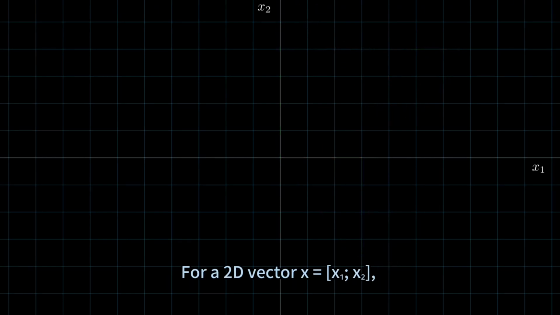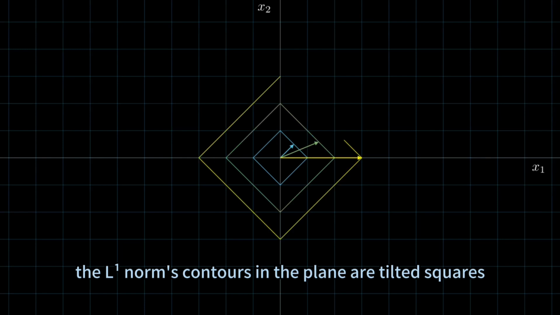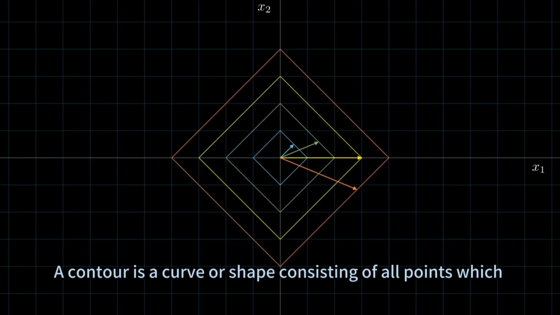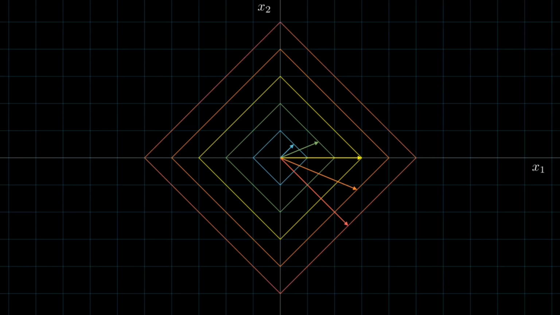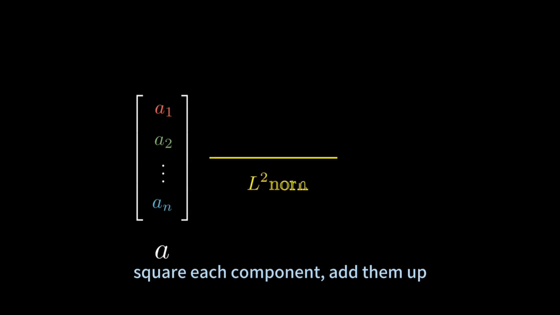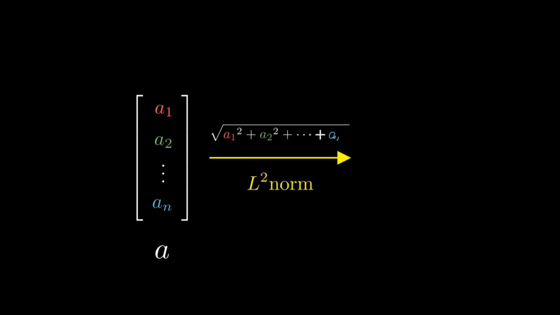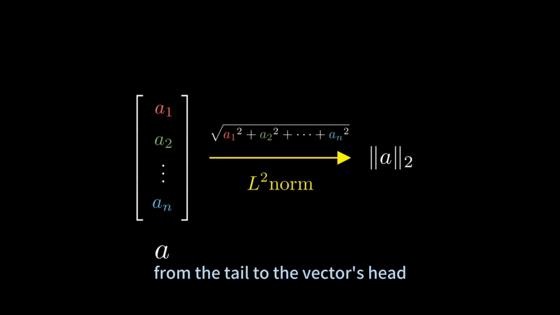So for a 2D vector x, the L1 norm's contours in the plane are tilted squares. A contour is a curve or shape consisting of all points which are at the same distance from the origin under a given measure. The L2 norm comes from the Pythagorean theorem. Square each component, add them up, then take the square root. It gives us the straight line distance from the tail to the vector's head.